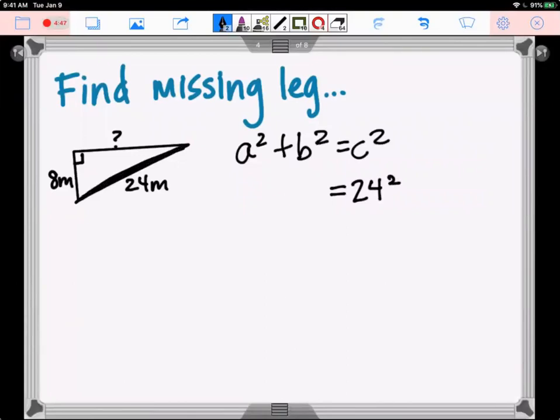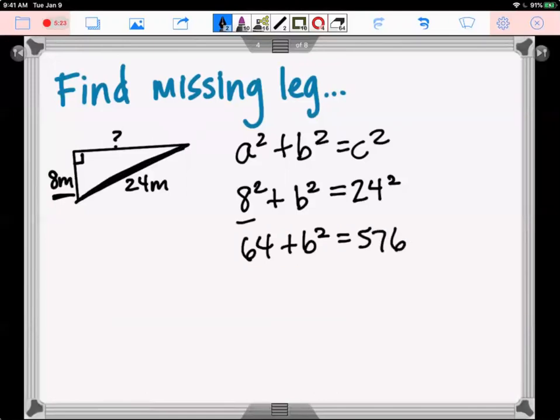Well, now what do we do with the A and the B? Well, we have one of them, 8. 8 squared plus, do we know the other leg? No, we don't. So that becomes the variable, b squared right there. Okay, now what do we do with that? Well, we can solve the exponents. 8 times 8 right here is 64 plus b squared. And then 24 times 24. You know, I don't know that one in my head. So I'm putting that on the calculator.